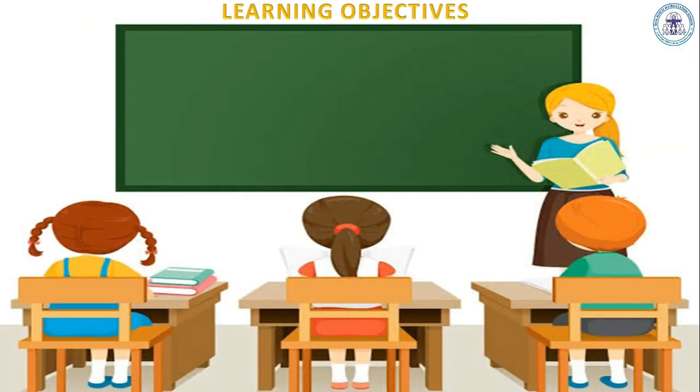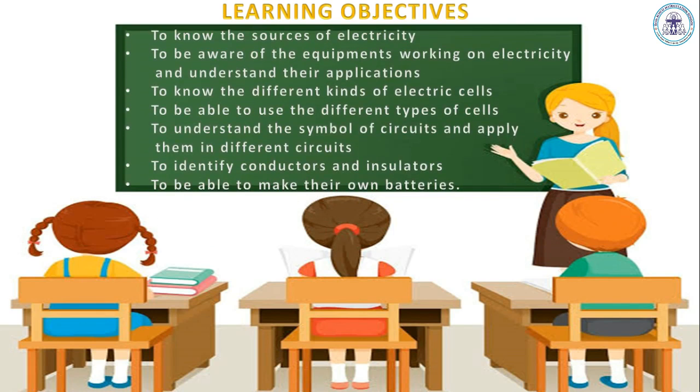Learning objectives. In this unit, we are going to learn to know the sources of electricity, to be aware of the equipment working on electricity and understand their applications, to know the different kinds of electric cells, to be able to use the different types of cells, to understand the symbols of circuits and apply them in different circuits, to identify conductors and insulators, to be able to make their own batteries. Now let's move on to the lesson.